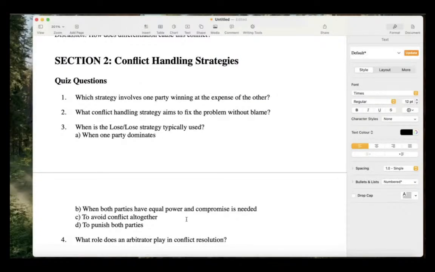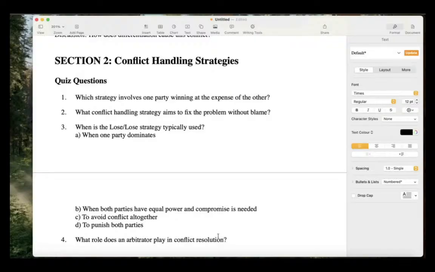Okay, next one. What role does an arbitrator play in conflict resolution? So we have discussed there are three types of roles. Arbitrator, mediator, and then the third one is advocate. Right, arbitrator, mediator, and advocate. I put the question about the arbitrator only, but definitely I would want you to understand all three roles. So let's just discuss the arbitrator.